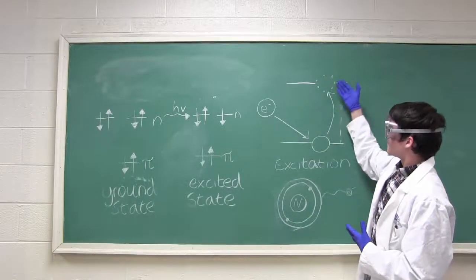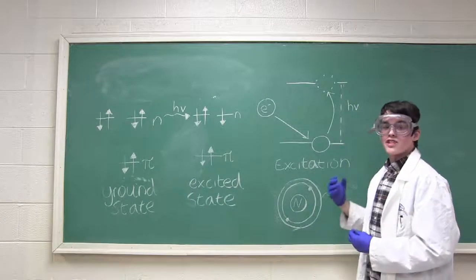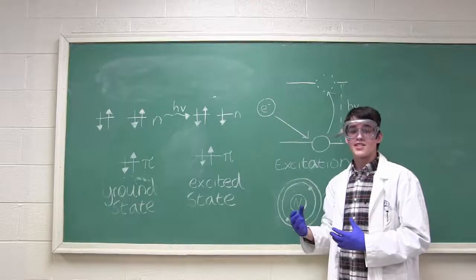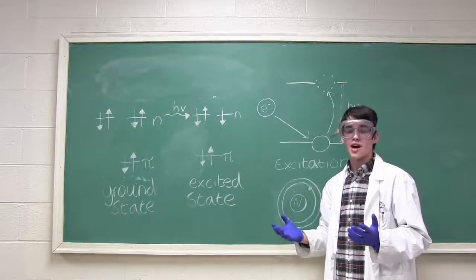Once the electrons go from this excited state back down into their ground state, energy is released in the form of colored light. So lithium will show a red color and copper will show a green color. So let's take a look.